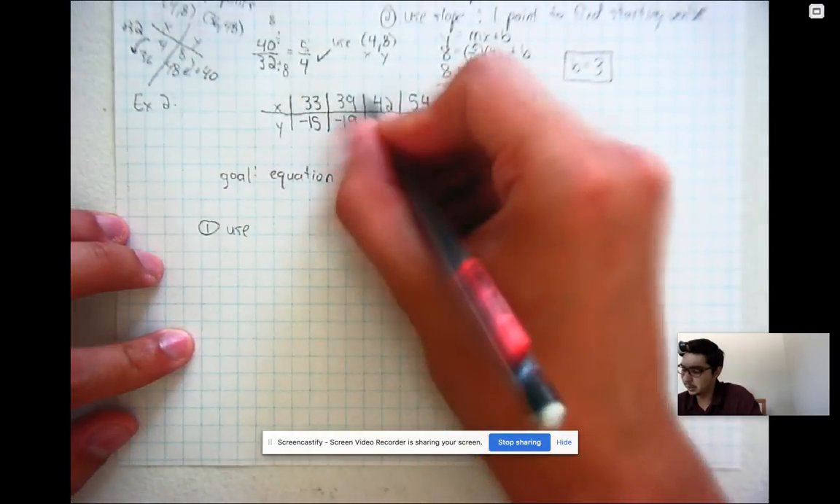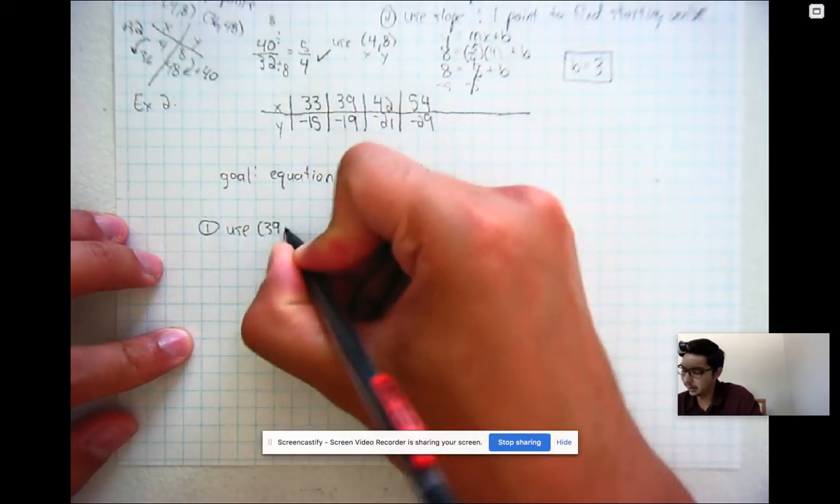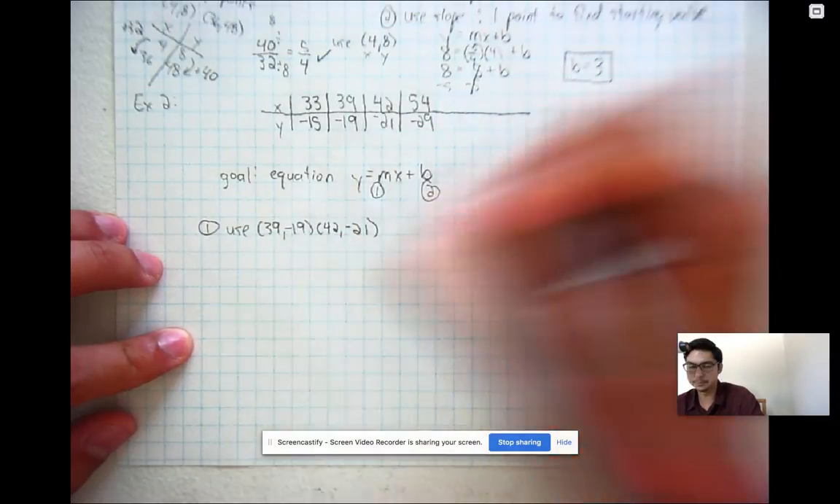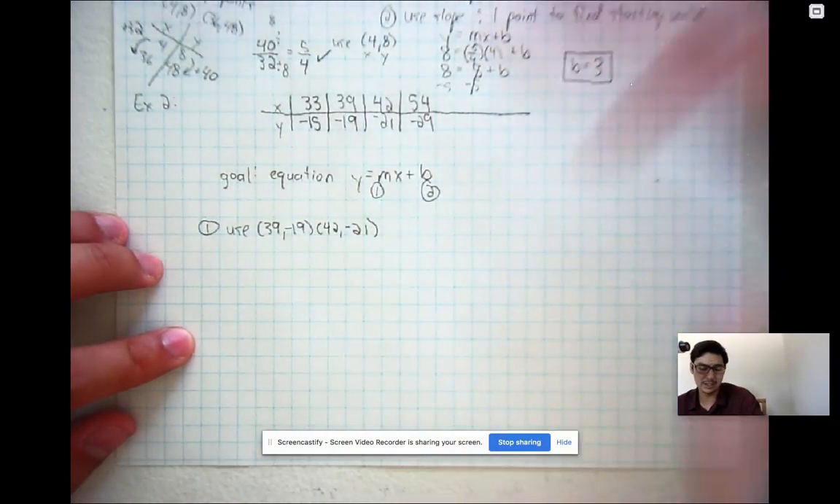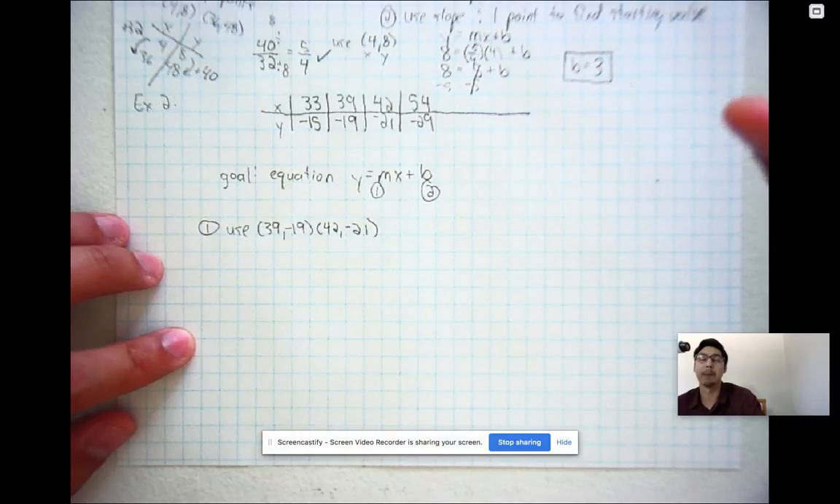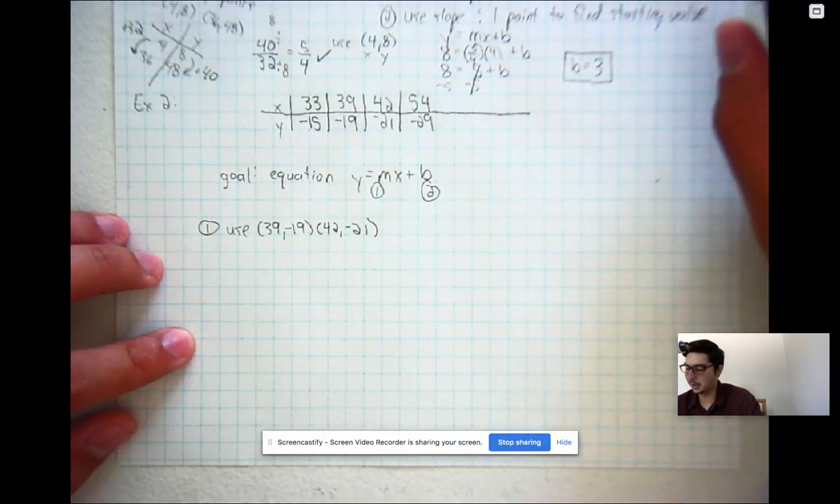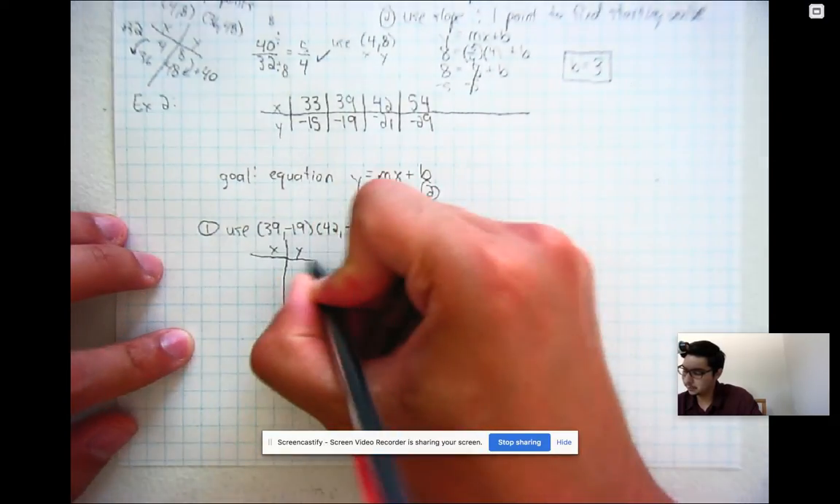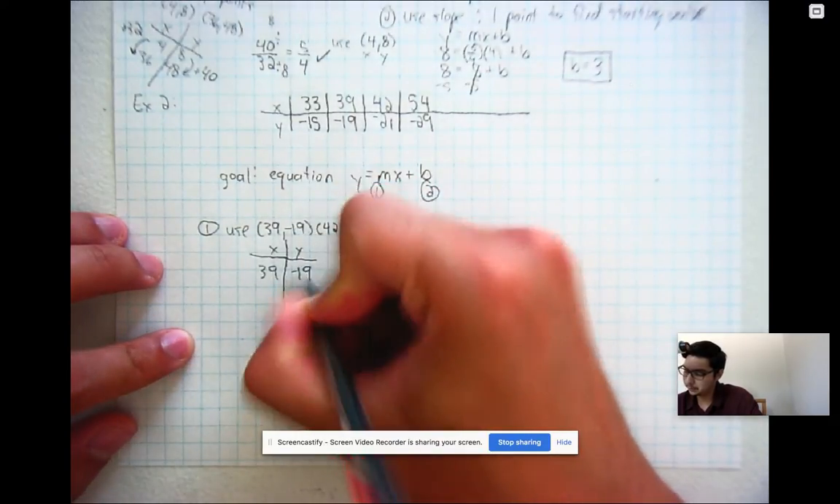So let's pick 2 points. I'll pick the 2 points in the middle. Why not? 39, negative 19, 42, negative 21. And if you know another way of doing this, say quicker, that's fine with me. As long as you can get the right answer and show your work, I'm okay with that. Right. So how are these changing? Let's look. Put this in a table.